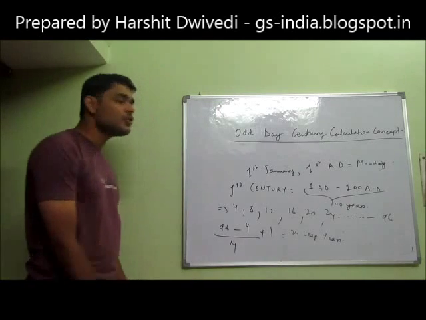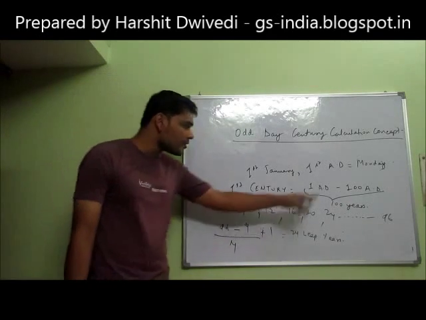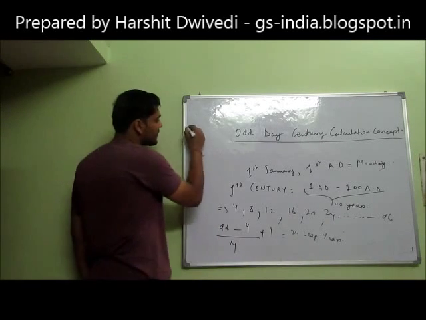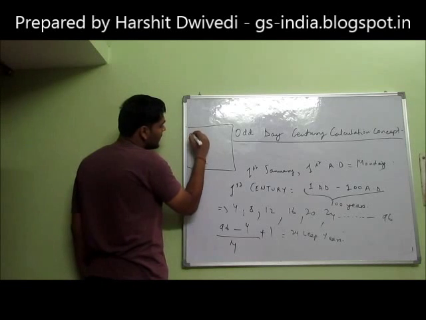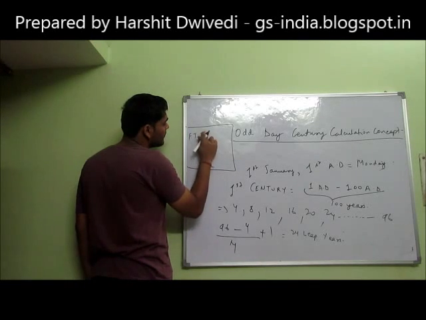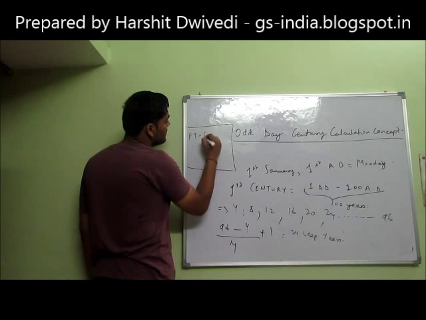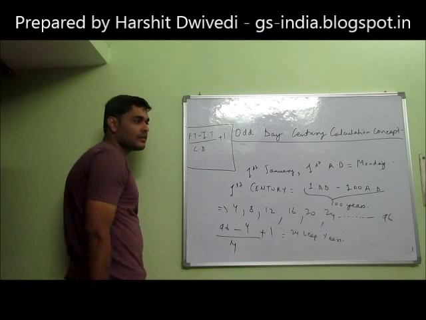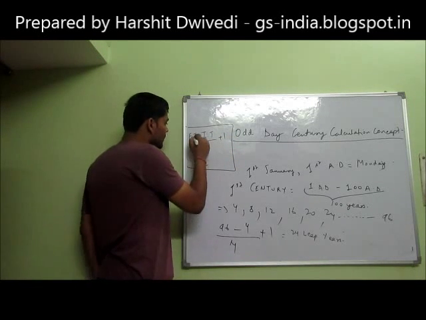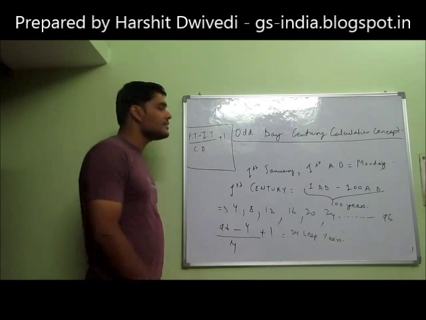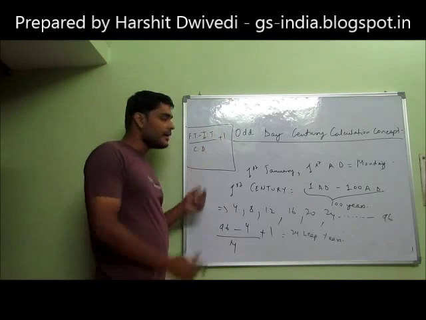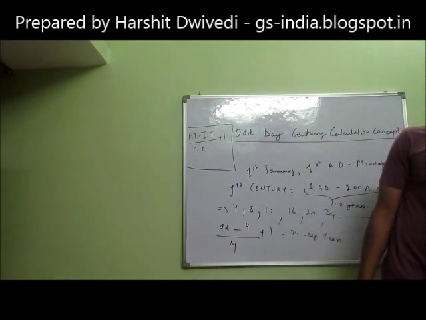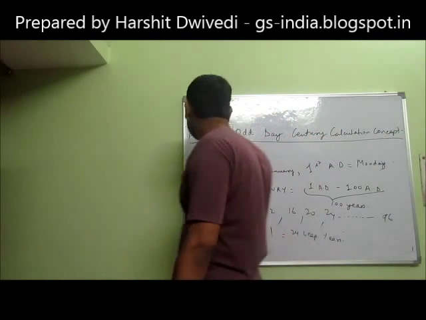What did we get? We got 24 leap years. So, in the 1st century, how many leap years did we get? 24. The generalization of this formula is something like this. Please note down: final term minus initial term, upon common difference, plus 1. This is the way of calculating the number of terms in an arithmetic progression.